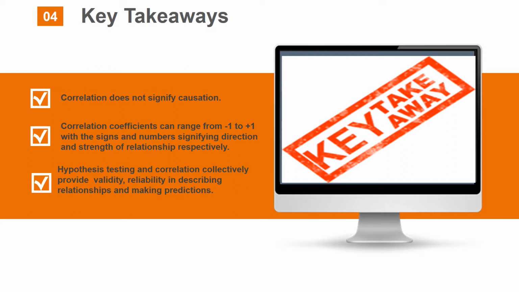And the third key takeaway here is saying that hypothesis testing and correlation collectively provide validity and reliability in describing relationships and making predictions, despite their flaw of not being able to signify causation between variables of interest.